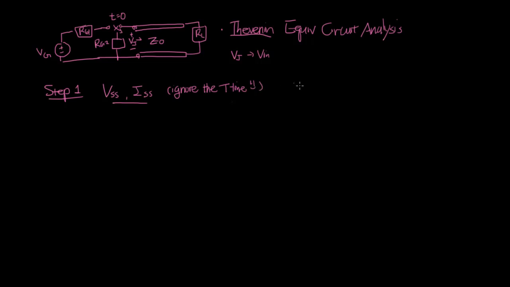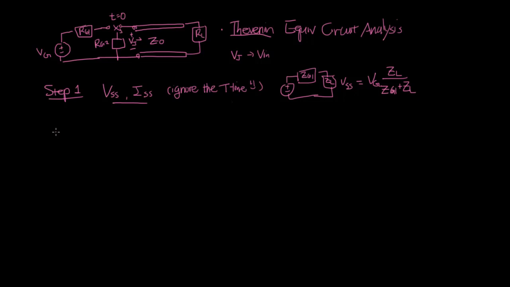Yay, that's easy. So if we ignore the transmission line, we have ZG1, and then this goes to our load. So then you can calculate our steady state voltage as just being the voltage divider of these two resistors. So I have VG ZL over Z01 plus ZL ZG1.